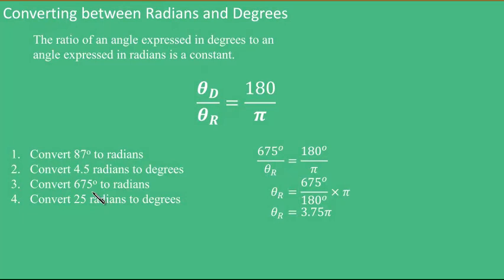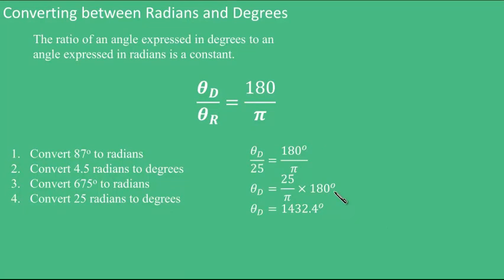Here we are asked to convert to radians again. So notice we can go directly here. We can say, 675, what's the ratio of 675 to 180? And whatever we get for that ratio, we multiply it by pi. So we're either multiplying by pi or by 180, depending on what we're trying to find. So this gives us 3.75 pi. And here, we're going to multiply by 180 degrees because we want to convert this to degrees, and we need to find the ratio then of 25 to pi.